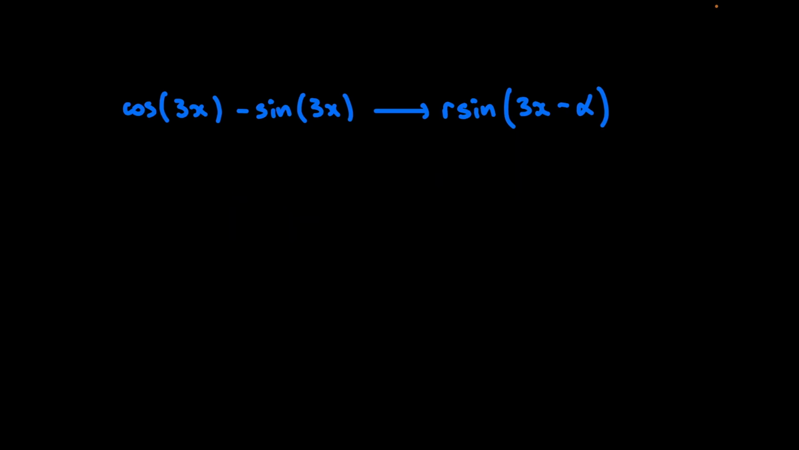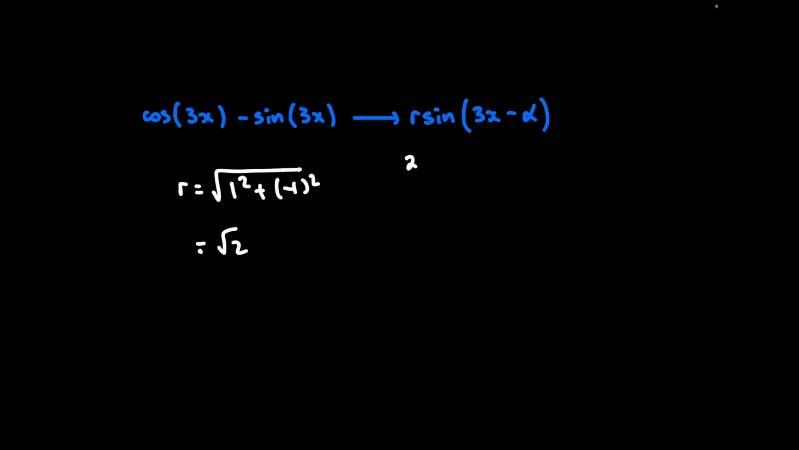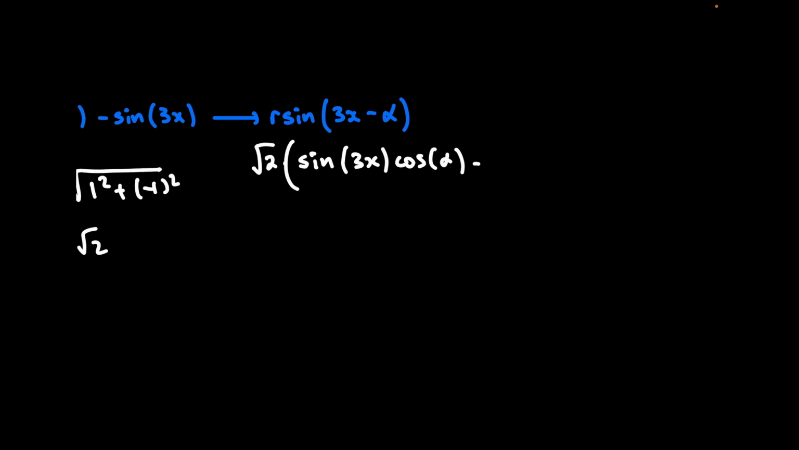Okay, and this is our last question for the day. We have r sine of 3x take alpha. So pause the video and solve this question here for the auxiliary angle. Okay, so let's work out r. R is going to be equal to the square root of 1 squared plus negative 1 squared, and that's simply going to be root 2. Now that we have root 2, let us sub it in and evaluate the sine addition identity. So here it would just be sine of 3x times the cos of alpha minus the cos of 3x times the sine of alpha.